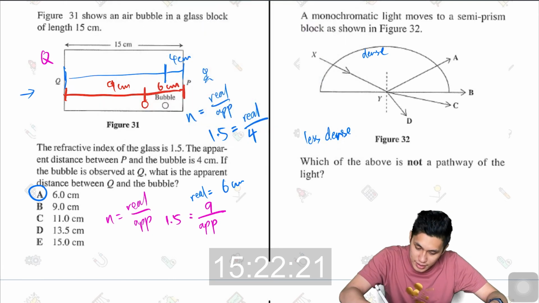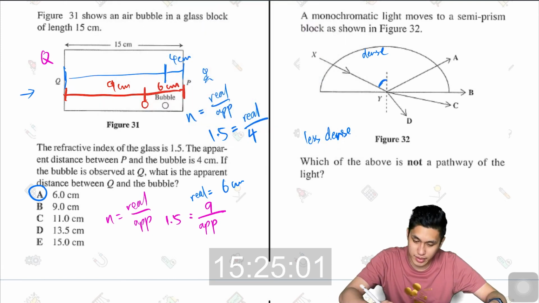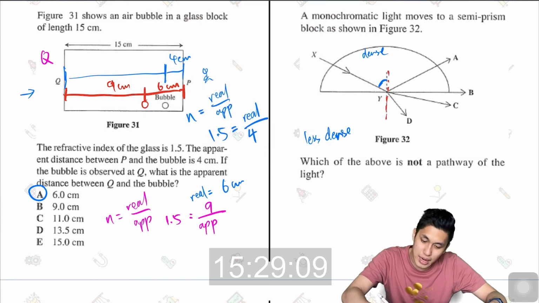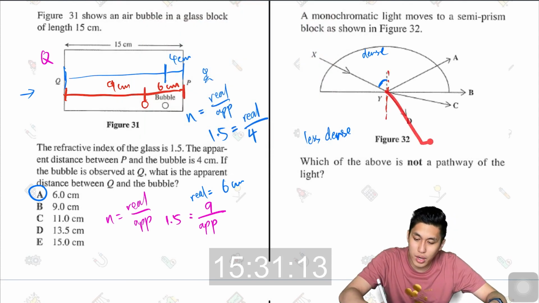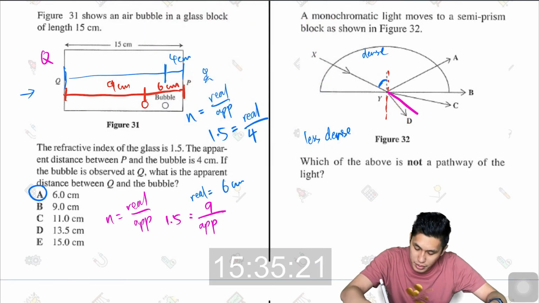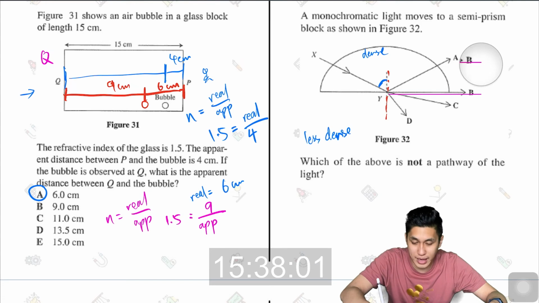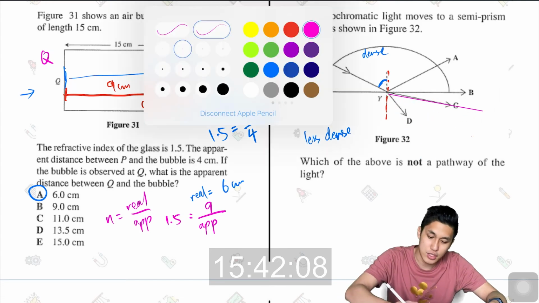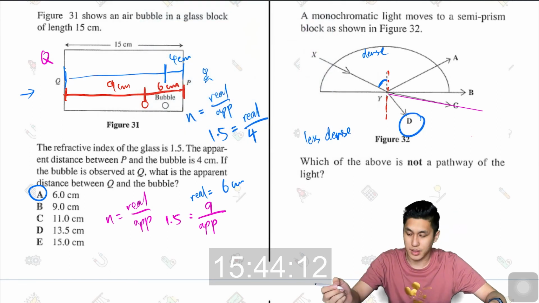So this is your angle here. Okay, so this is the normal. When you come out, you will only go... Oh, sorry, I should use this one. When you come out here, you should only go away from the normal instead of towards, right? So C is possible, so D is not possible.